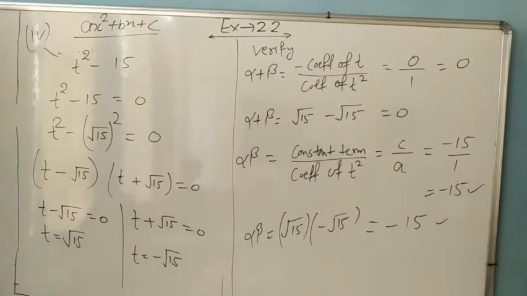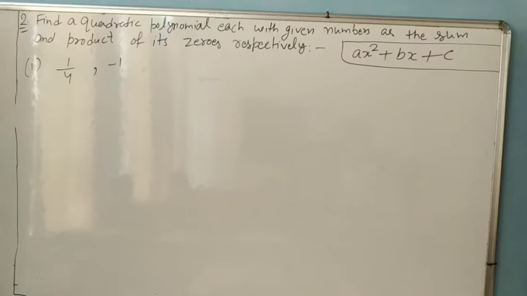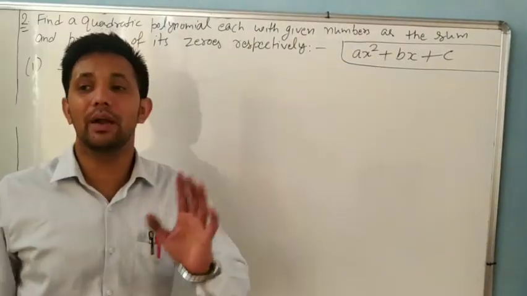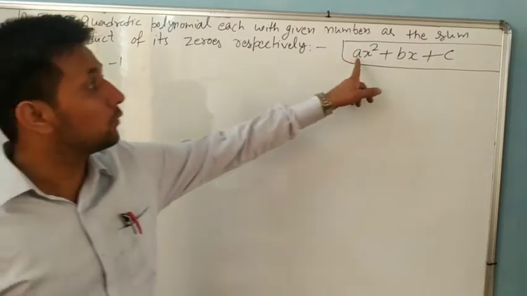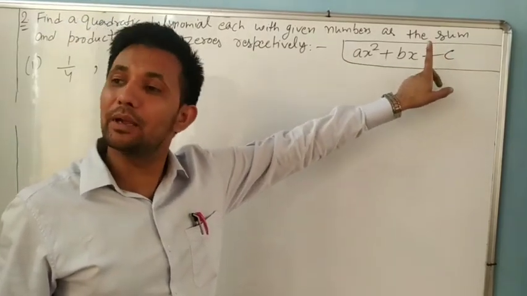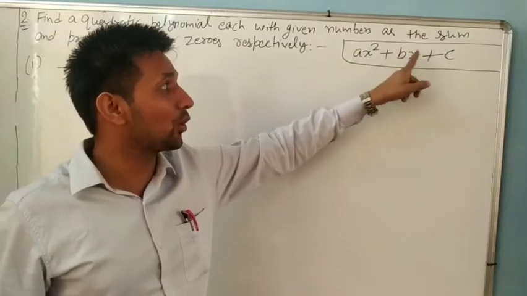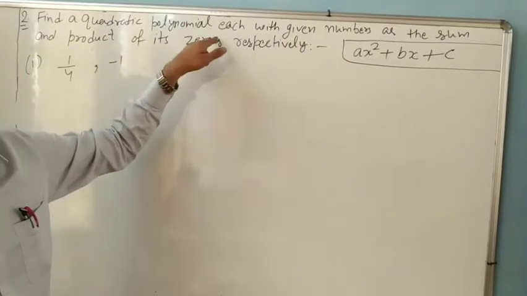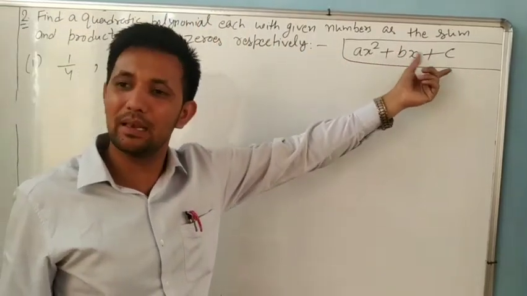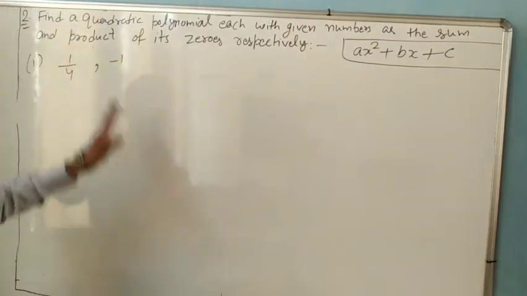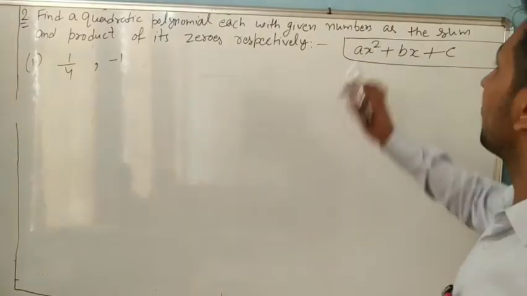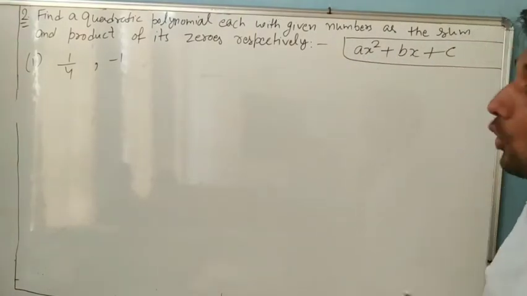Now question number 2. Find a quadratic polynomial. If we equate a polynomial to 0, then it becomes an equation. Always remember, if we put any polynomial equal to 0, with an equal sign, it becomes a quadratic equation. And if it is not equated, we simply write quadratic polynomial. Write a quadratic polynomial with the given numbers as the sum and product of its zeros.